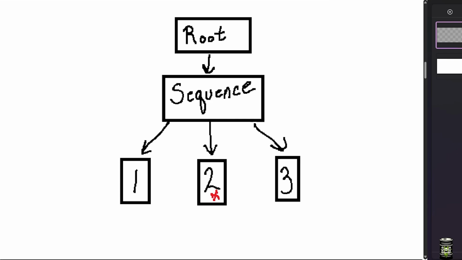Let's say task 2 is going to fail. Task 1 will run and pass. Task 2 will run but hits a failure and reports unsuccessful.